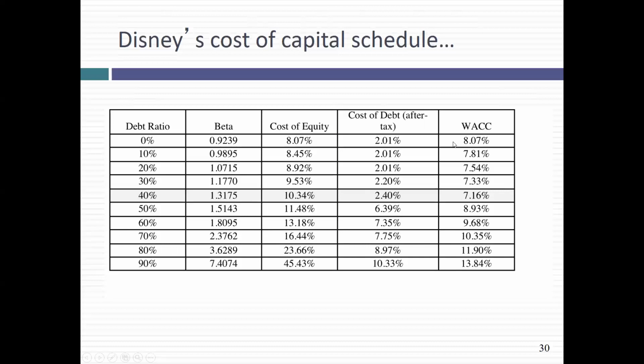As you see, when we start, we decrease the weighted average cost of capital to 7.16%, and then we start increasing again. Based on our argument, this is the lowest weighted average cost of capital, which means 40% is the optimal debt ratio.